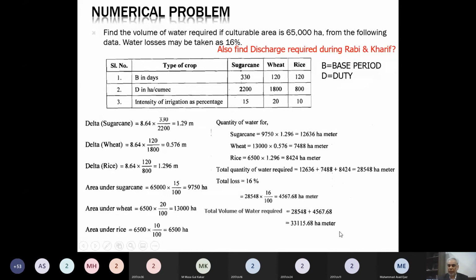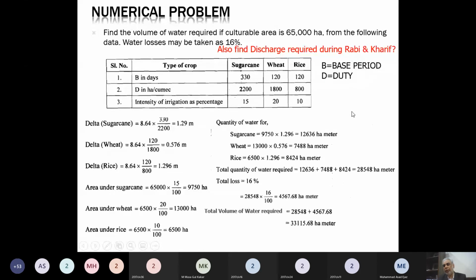Take 6 months for the Rabi, or take half of this time period for the Rabi and half of this time for the Kharif. So half of the sugarcane water will be required in Rabi and half in the Kharif. So adding wheat plus half of the sugarcane will tell you the water required in Rabi. Adding rice and half of the sugarcane approximately gives you the water in Kharif. In this way, you can calculate on a seasonal basis.